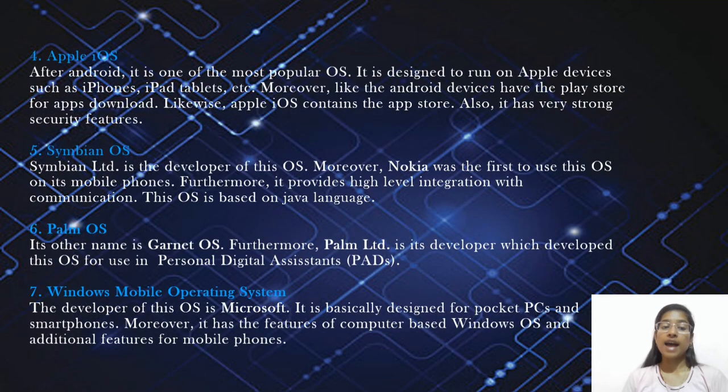The next is Apple iOS. After Android, it is one of the most popular operating systems. It is designed to run on Apple devices such as iPhones, iPads, tablets, etc. Moreover, like the Android devices have the Play Store for apps download, likewise the Apple iOS contains the App Store. Also, it has very strong security features.